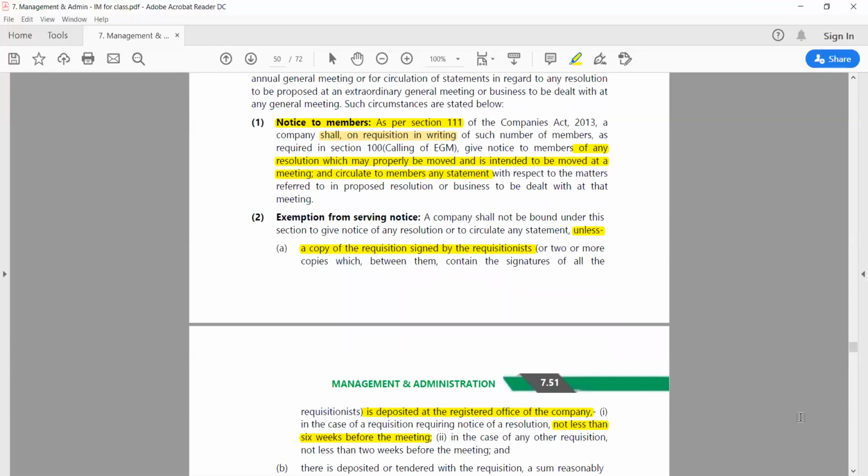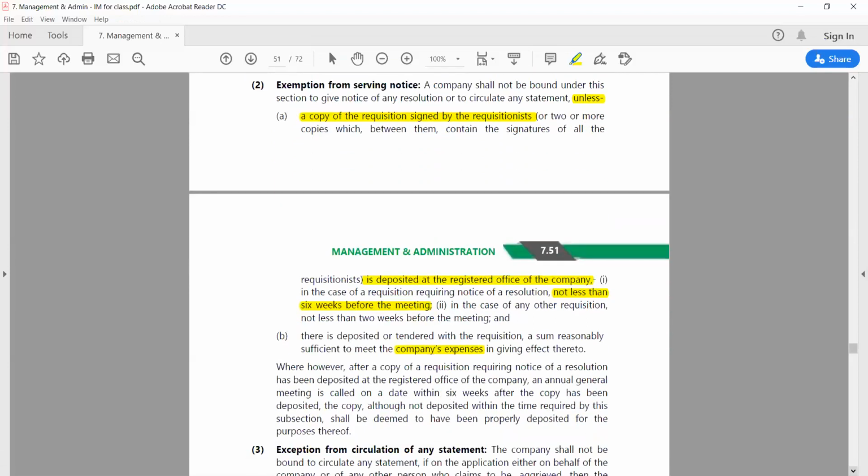The point is not just being signed by the requisitionist. The point is, not less than 6 weeks before the meeting, it has to be properly done. So that is what they are talking about, the exemption. If it is properly signed, then it is not going to be a problem at all. So the company shall not be bound to give any notice unless and until it is properly signed and given not less than 6 weeks before the meeting, then it is going to be perfect.